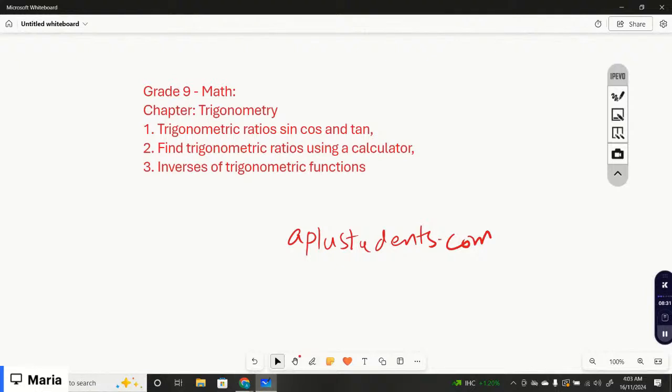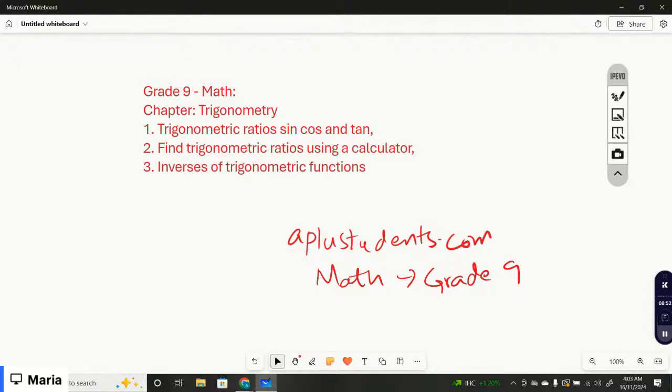You have to log in there using your email address and password as provided by the administrator. Then you have to select math from the subject tab, scroll down to grade 9 math, and then click on view all lessons. There you can find a list of the chapters. We're going to start with the chapter trigonometry.